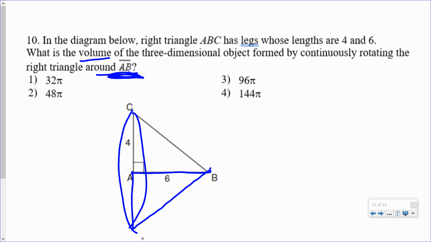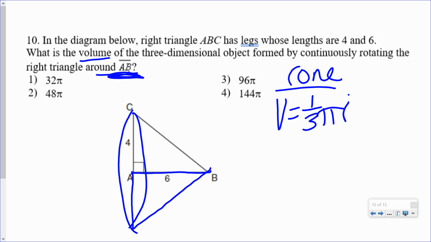What shape is that? That's a cone. Notice, it doesn't say cone anywhere in the problem. We need to understand that when I continuously rotate this triangle, I end up with a cone. So now you can go to your reference sheet. Hopefully at this point you have it memorized. If not, it's all good. It's on the reference sheet.